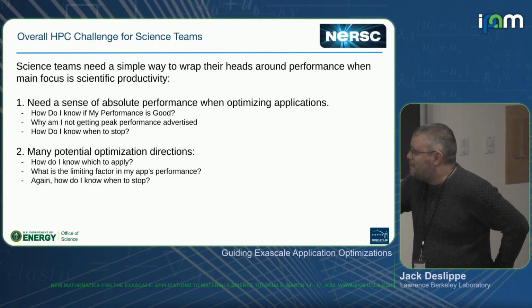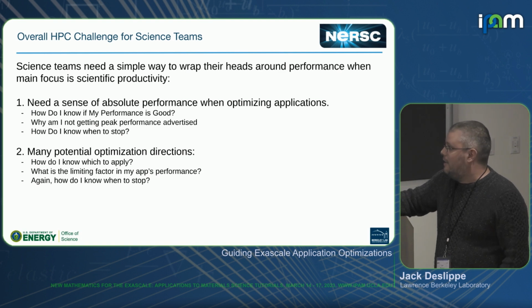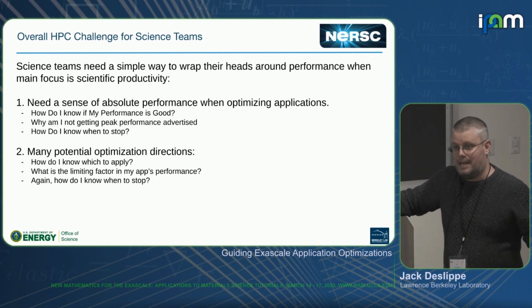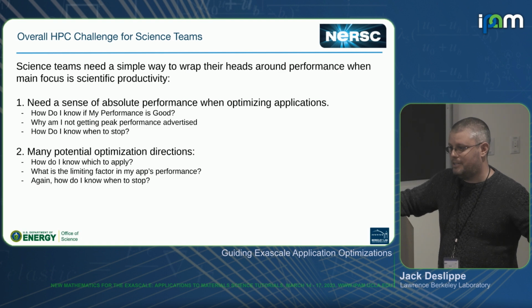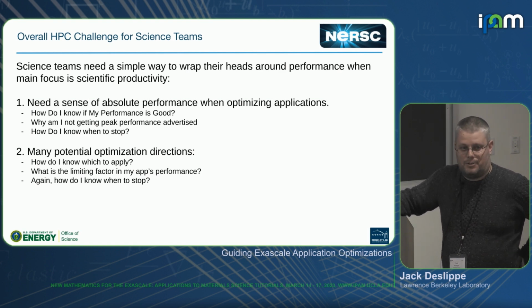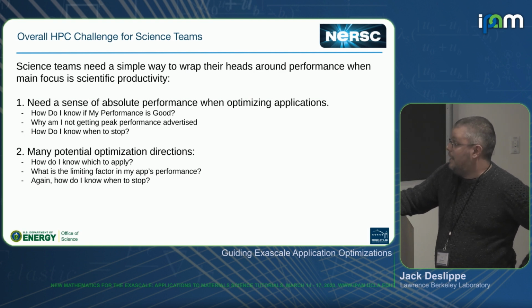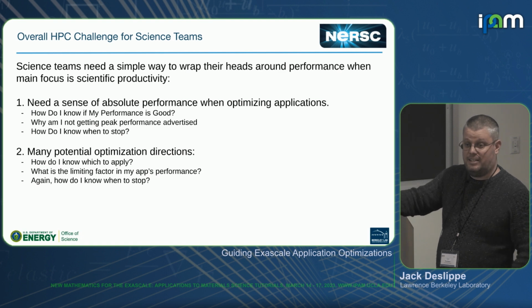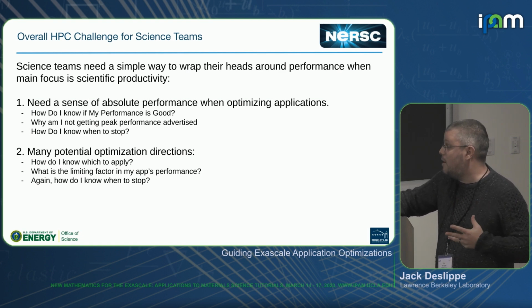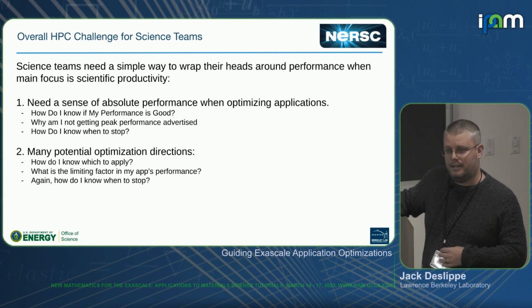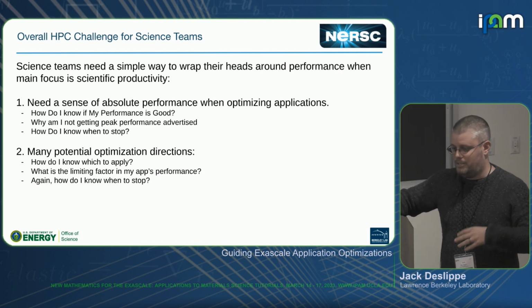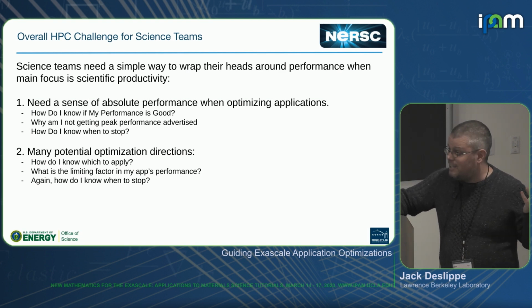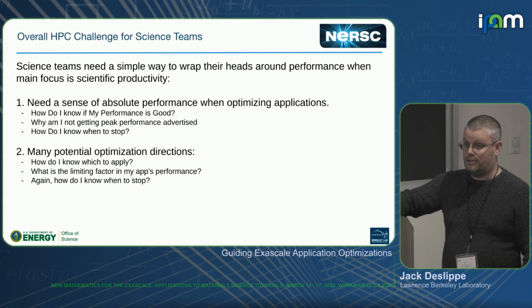And so some of the questions that people ask are: how do I know if my performance is actually good? And why am I not getting the peak performance advertised on the system? And maybe the most important question is: how do I know when to stop? How do I know when it's good enough? I could spend many, many more hours, but not get much more to show for it. And question 2 is what we discussed on the last slide: these new architectures have many potential optimization directions, so how do you know which one to apply? Somebody talks to you about a GPU and you realize, oh, vector processing power is amazing. But that might not actually be the thing your code is limited by and would actually help your performance.